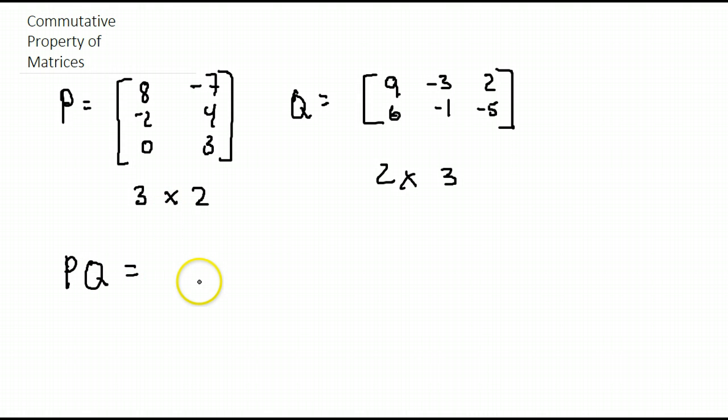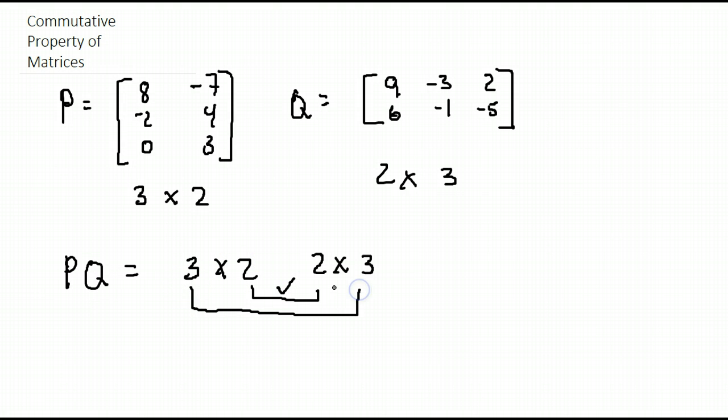What's that going to equal? P is a 3 by 2 and Q is a 2 by 3. First let's look at the inner numbers. The inner is a 2 by 2, so yes, that checks. We can multiply it. But then let's look at our outer numbers. We have a 3 and a 3 as our outer dimensions. So our answer is going to be a 3 by 3. So we'll have 3 rows and 3 columns.